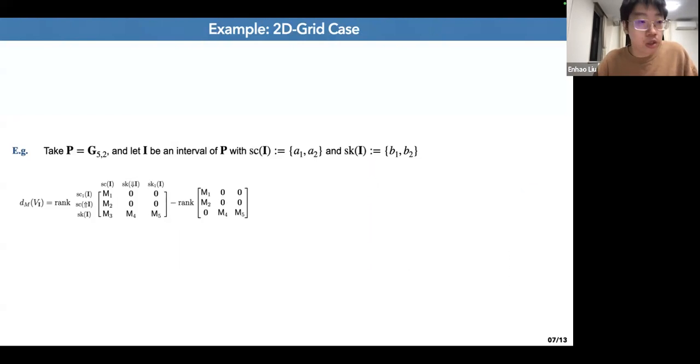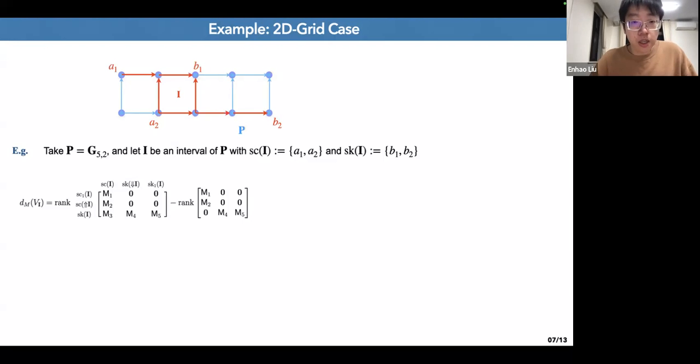So let's see an example in a 2D grid case. Let's see another poset example. For example, if we take P to be such a 5x2 grid, and we take the two sources, two sinks, interval I, for example, this example. So again, I just write the formula down here. In this example, as you can see, X here is just a join. So there's only a unique pairwise upper bound of A1, A2. So source 1i is just one element, x, in this case.